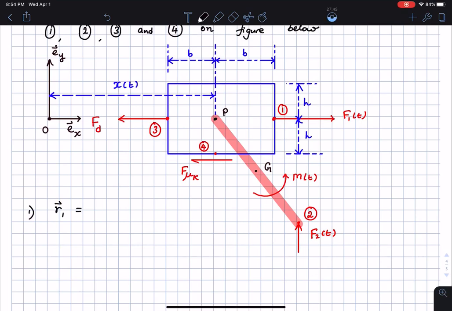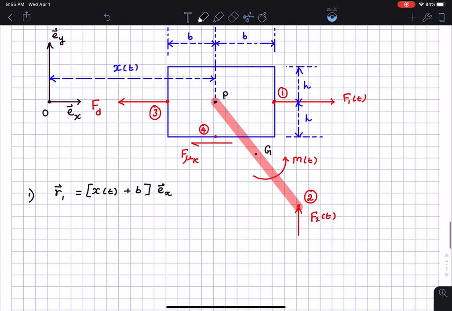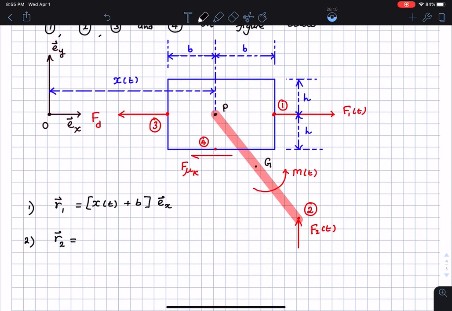This is going to be from point O all the way to point 1, so that's going to be x of t plus little b. There is no y distance because the origin is coincident in terms of the y location at the point P. So this is going to be x of t plus some b in the ex direction. Then I'm going to have R2, which is going to be the position vector from the point O. Okay, so if you want, you can write this as R1/O. This is R2/O. Okay, this is from the point O to where the point 2 is acting.